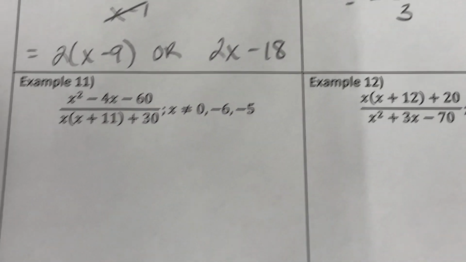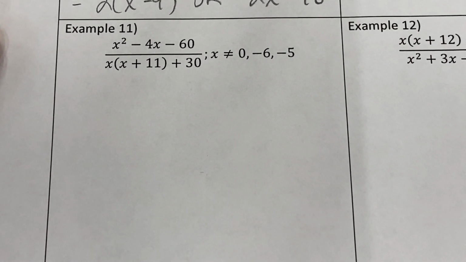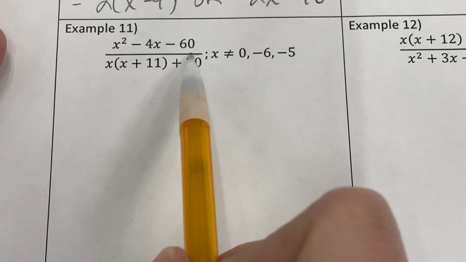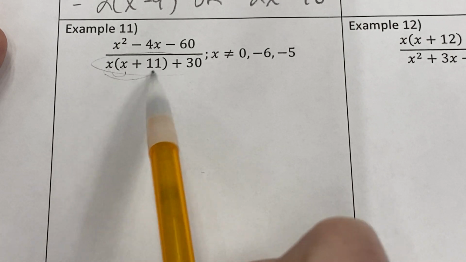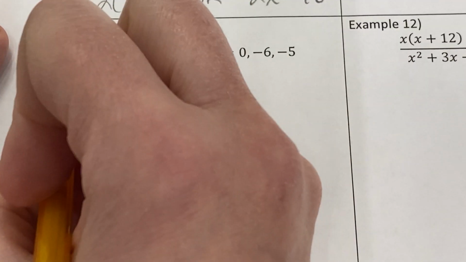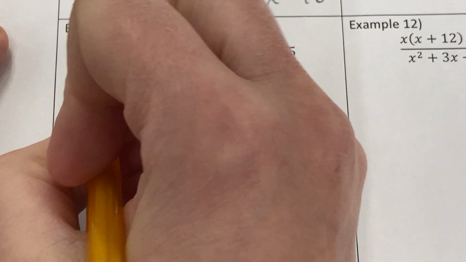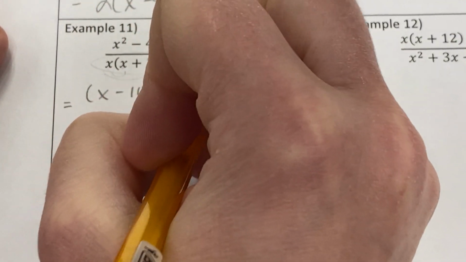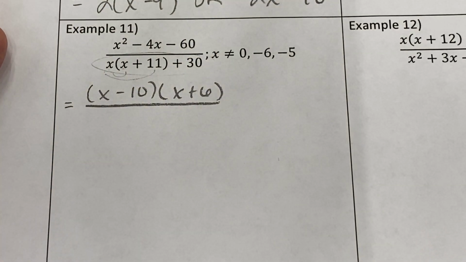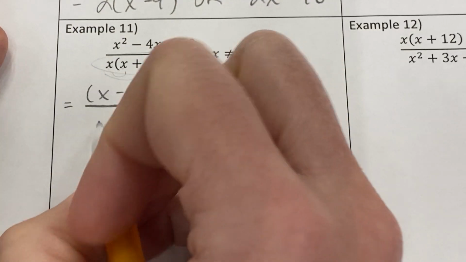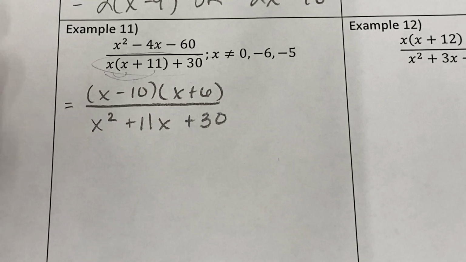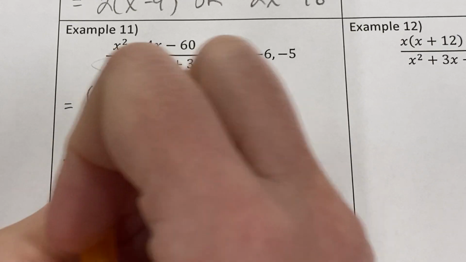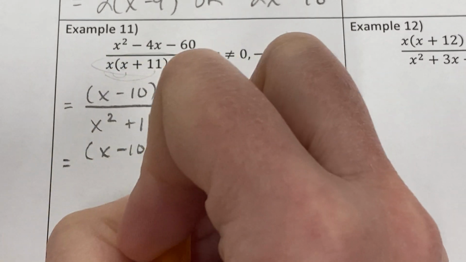Okay, our last two examples here. Example 11. What we're going to do is this denominator looks a little crazy. First thing I'm going to do is distribute this x. Okay, so let's factor the numerator while we're at it. So that would be x minus 10 and x plus 6. In the denominator, when I distribute the x, I get x squared plus 11x plus 30. Now it looks more familiar. So now I'll factor that. Just carry the numerator along here.